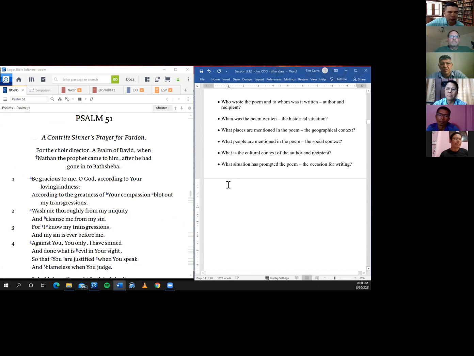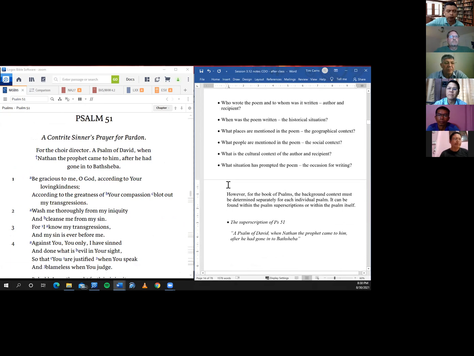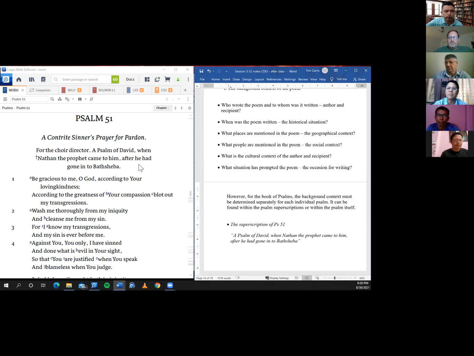Psalm 51. Just read the title, the superscription. "For the choir director, a psalm of David, when Nathan the prophet came to him after he had gone into Bathsheba." All right, so do we have any idea of the background to this poem? It was after the adultery of David with Bathsheba. He committed sin against God and the family of Bathsheba.